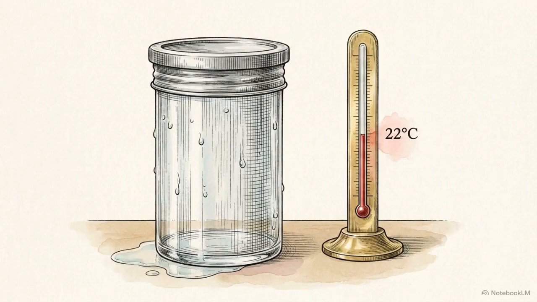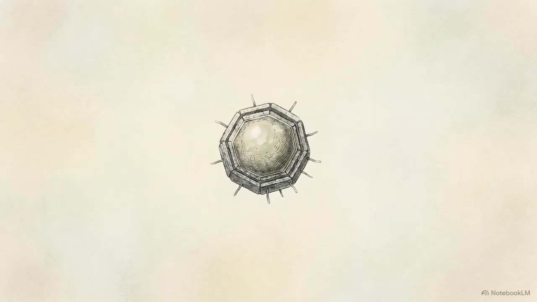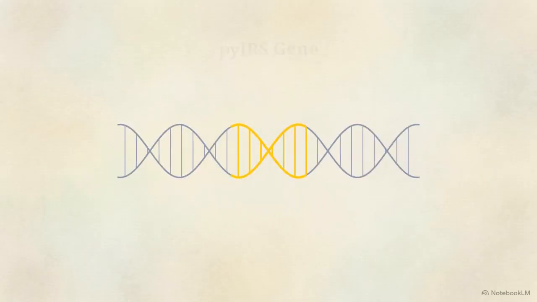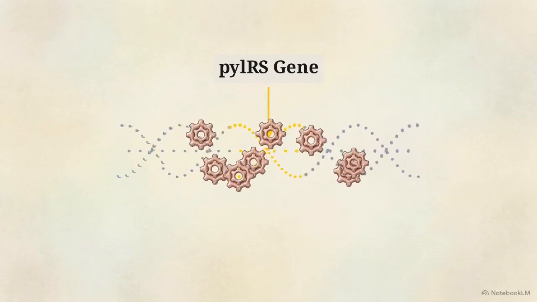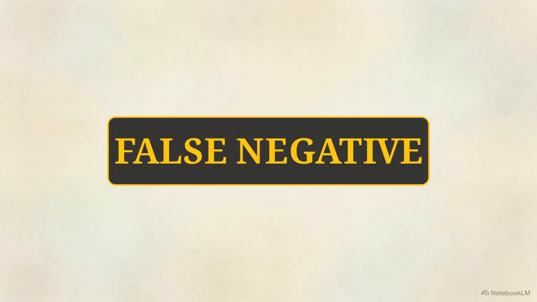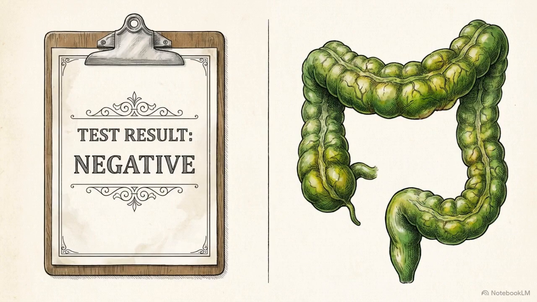If the stool sample's cold chain is broken, the results become meaningless. At room temperature, the archaeal cell walls undergo nonspecific lysis. Ambient nuclease enzymes swarm the exposed DNA, rapidly shredding the pyrrolysine target sequence and triggering a false negative result. This analytical failure provides dangerous clinical assurance, while active paralysis continues in the patient's gut.